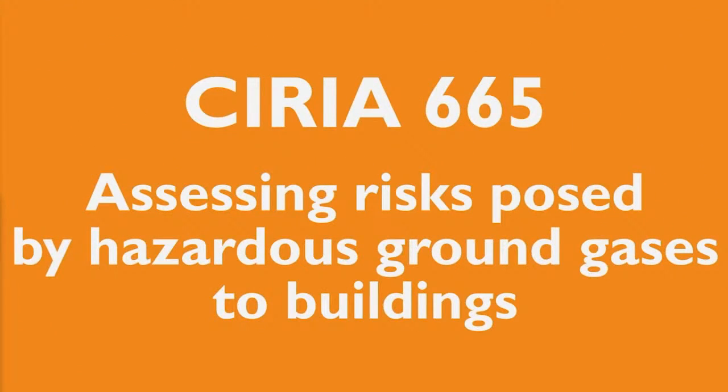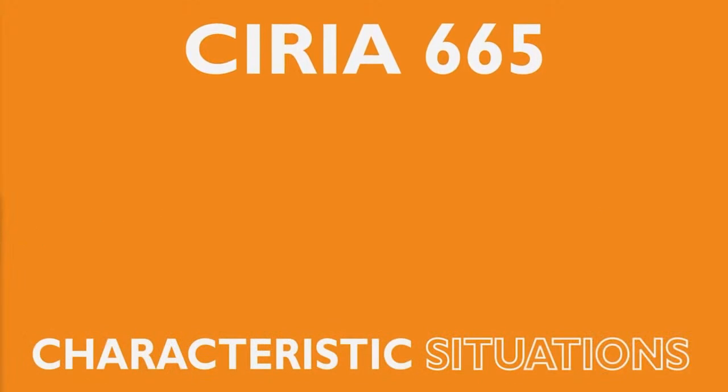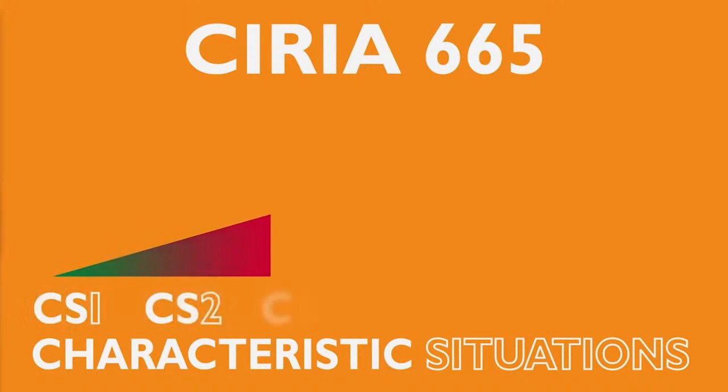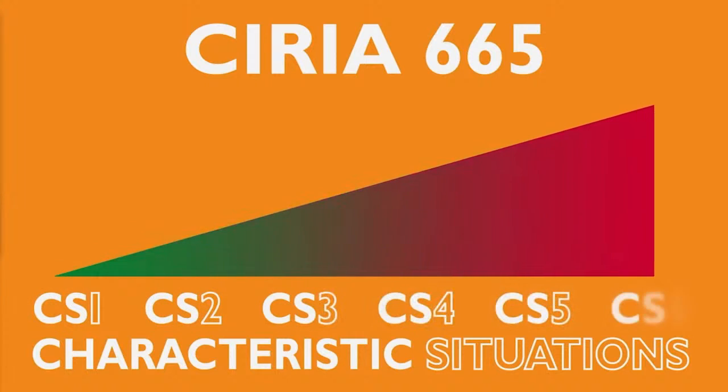CIRIA 665. CIRIA 665 forms the underlying basis of gas design by classifying contaminated sites into what are known as characteristic situations. These classifications, from the least contaminated CS1 up to heavily contaminated CS6, are based on detailed site investigations typically undertaken by specialist consultants. Once the characteristic situation has been defined, further guidance can be referred to determine the most appropriate gas protection measures to specify.